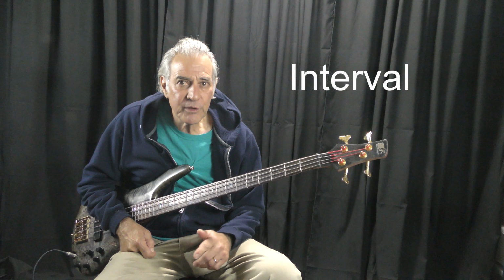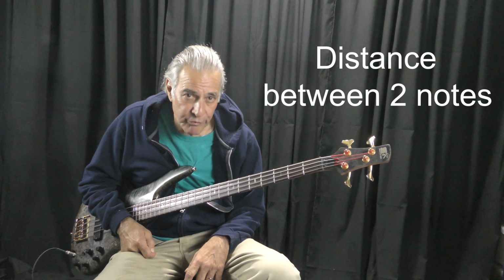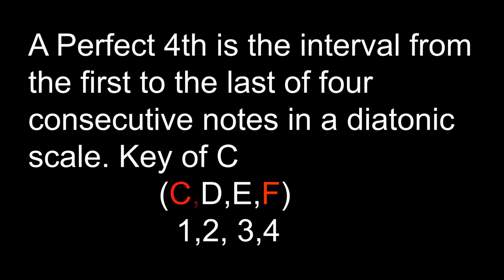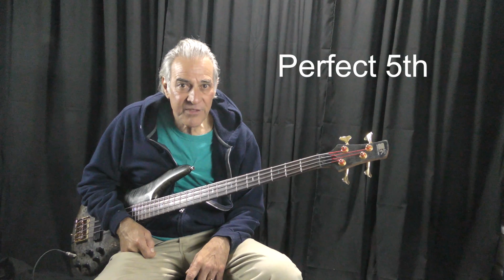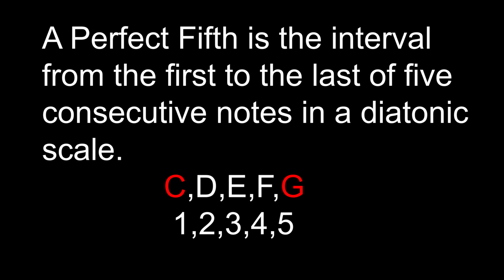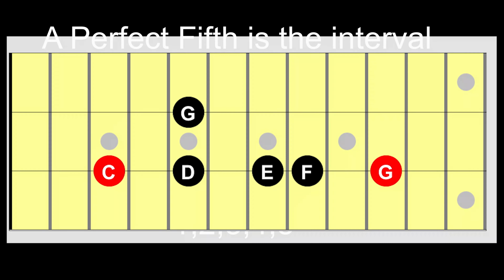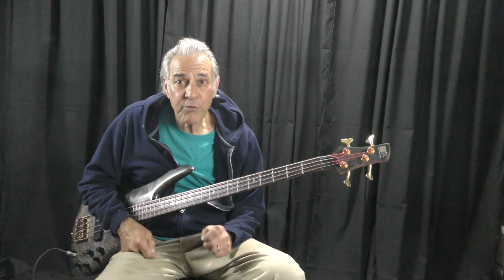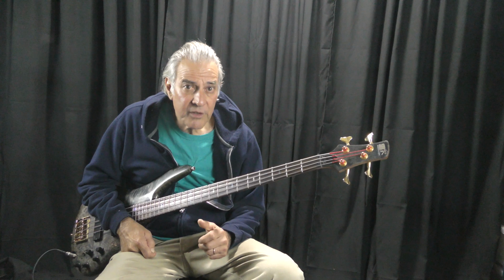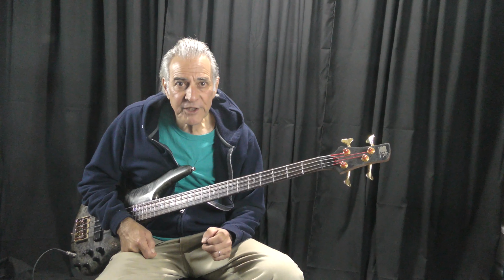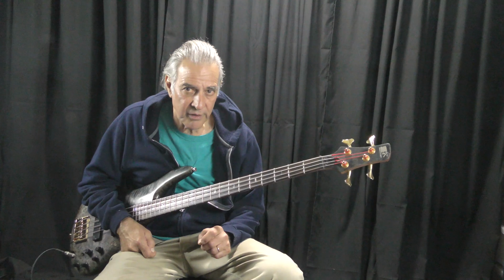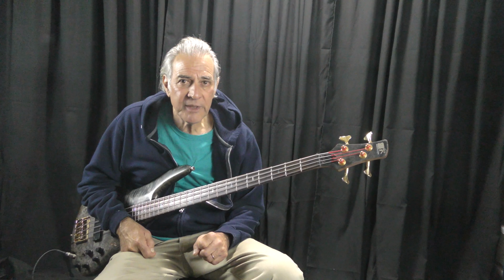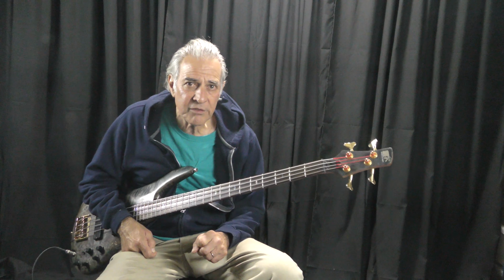Interval. An interval is the measurement of distance between two notes. Perfect fourth. A perfect fourth is the interval from the first to the last of 4 consecutive notes in a diatonic scale. A perfect fifth. A perfect fifth is the interval from the first to the last of 5 consecutive notes in a diatonic scale. Why are these intervals, the fourth and the fifth, called perfect? These intervals are called perfect because the ratios of their frequency are simply whole numbers and they are the most consonant. The other intervals in the major scale become increasingly less consonant, or dissonant.